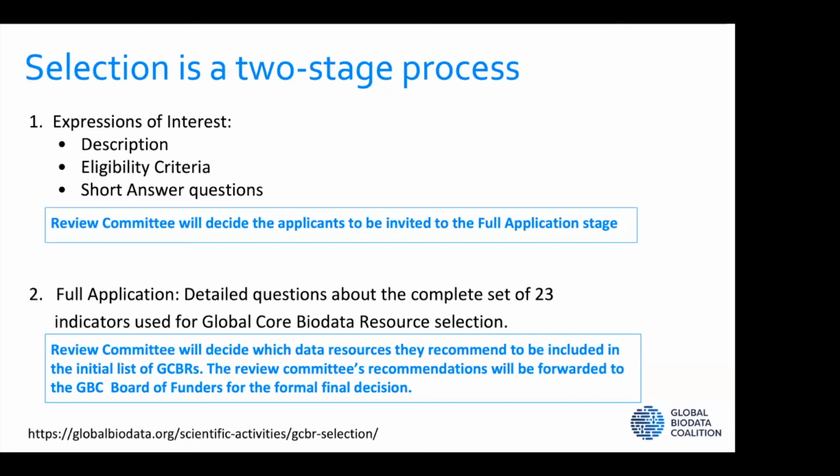There will then be the second stage of the process, which is the full applications. In the expression of interest, everything we ask is related to the indicators. In the full application stage, the detailed questions go through all 23 indicators, detail by detail. When the full applications have been submitted, they will be reviewed by multiple reviewers for each application, and then the review committee will decide which of those they recommend to be included in the initial list of the Global Core Biodata Resources, and that recommendation will be sent to the Global Biodata Coalition Board of Funders for their formal final decision.